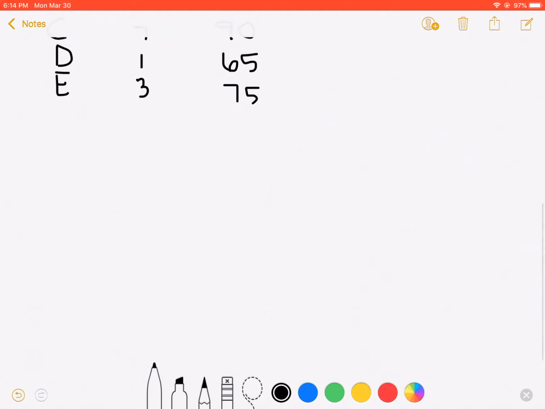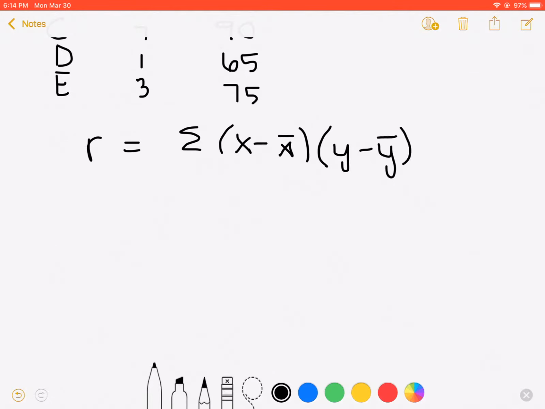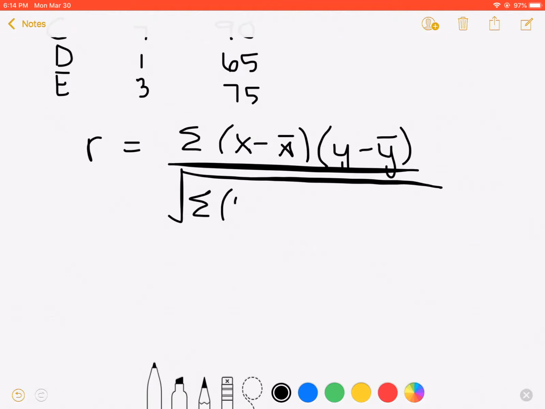So if you recall, our R value is equal to the sum of your X minus your X mean, times the Y minus Y mean, divided by the square root of the sum of X minus X mean squared times the sum of Y minus Y mean squared. So we need to know our X values, we need to know our Y values, we need to know our mean, we need to be able to subtract them and square them.